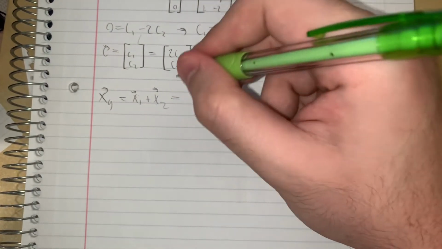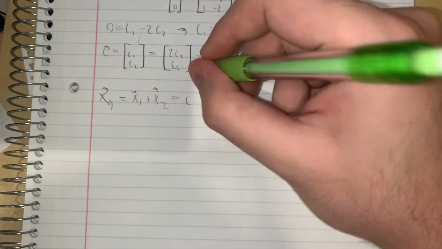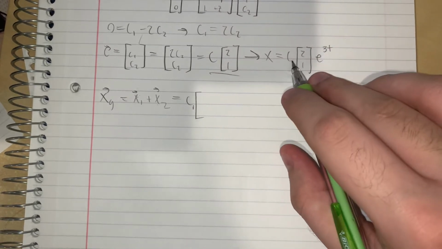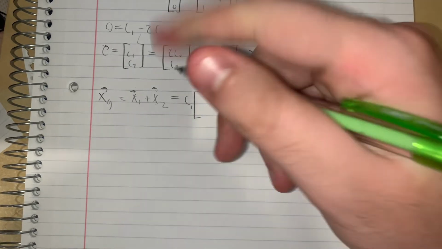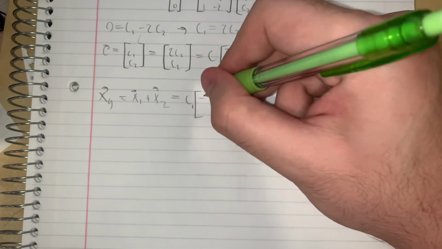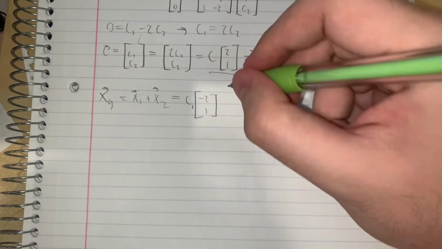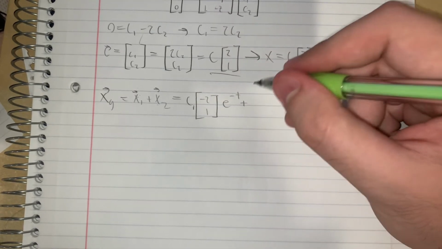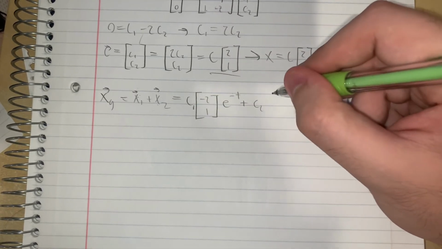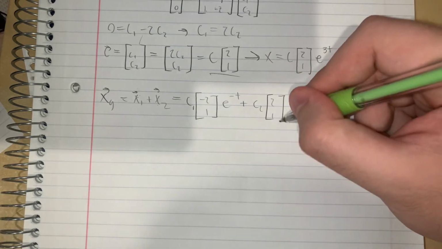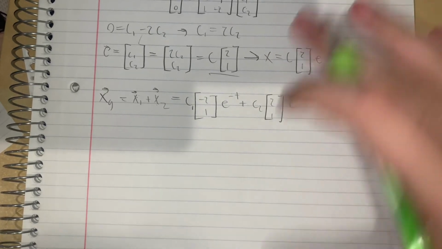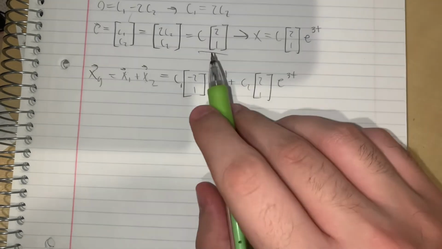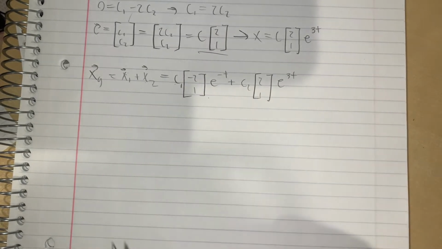But if we think about the x equals 1 situation, I'll label it C1, because this constant and the one from the last R value are actually different. So C1 times -2, 1, e to the -t, plus C2 times 2, 1, e to the 3t. This is the solution to our differential equation, except we don't know what C1 and C2 are.